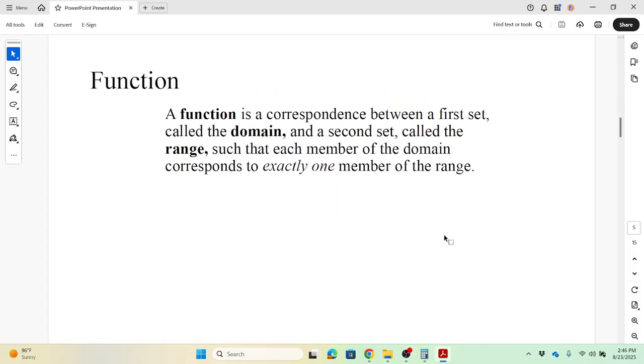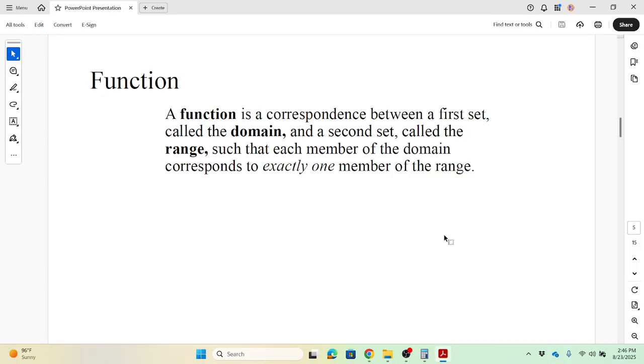So what is a function? A function is a correspondence between a first set called the domain and a second set called the range, such that each member of the domain corresponds to exactly one member of the range.